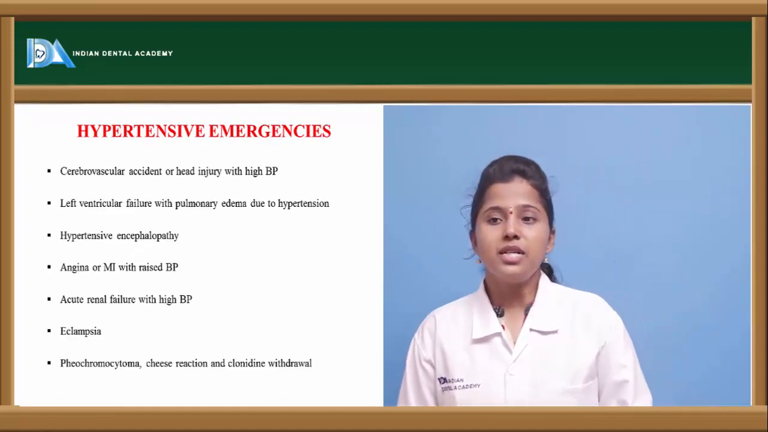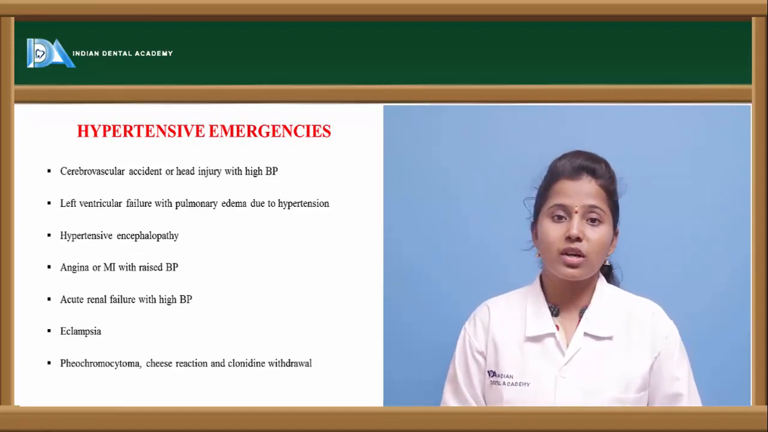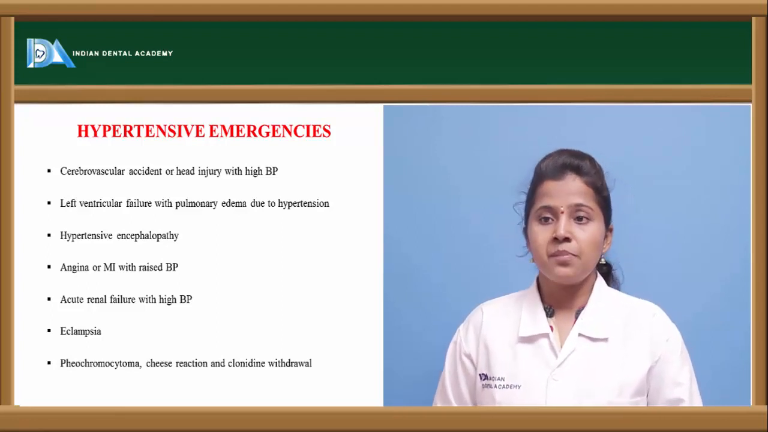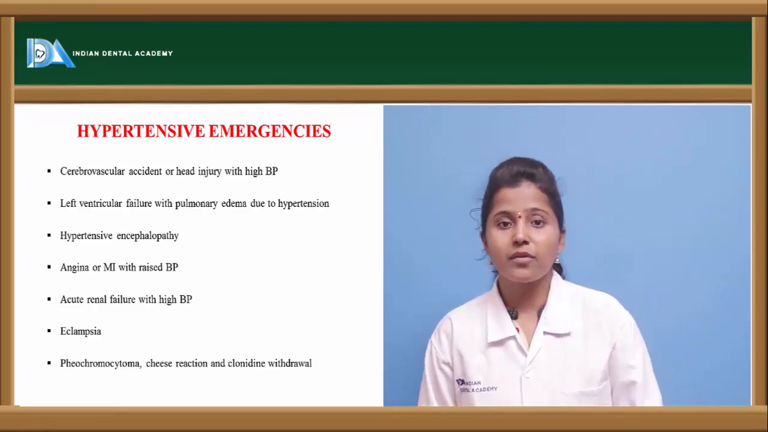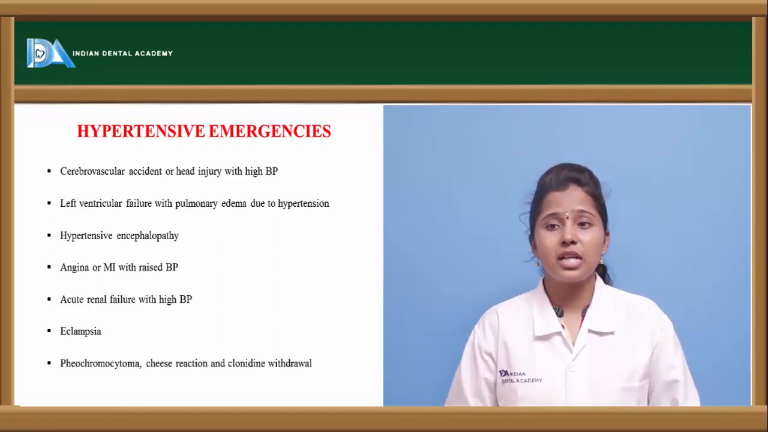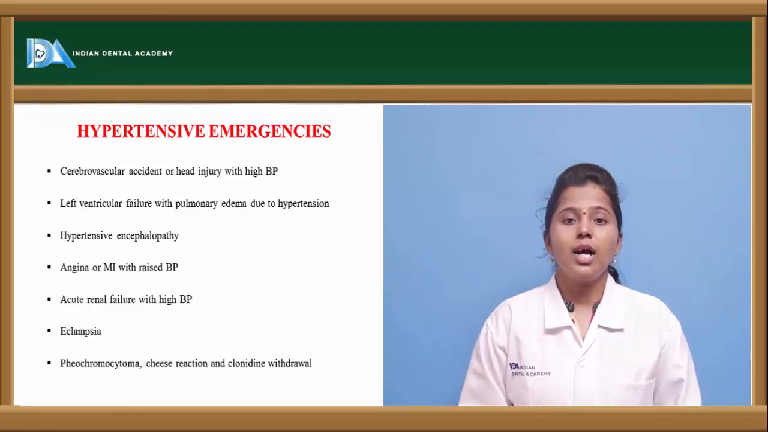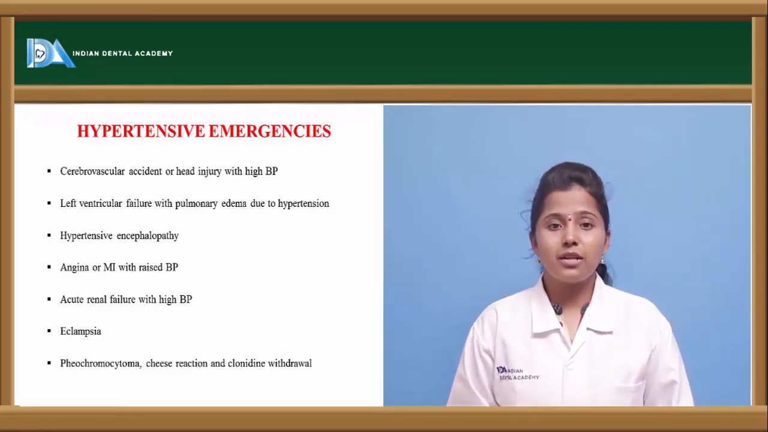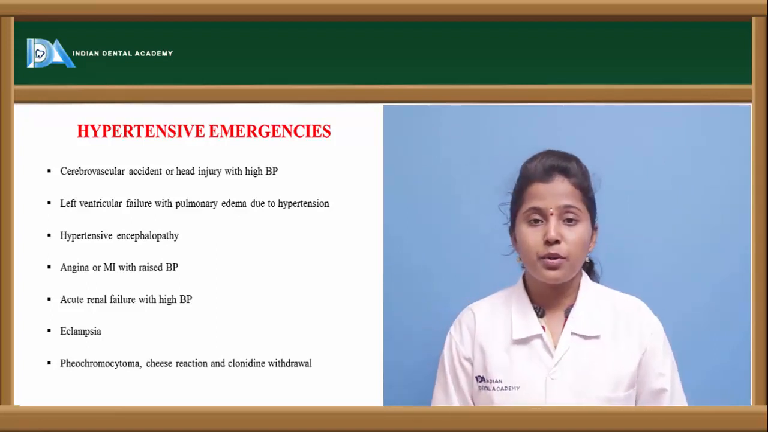Next, hypertensive emergencies. If a person is suffering from hypertension, what are the emergency conditions we can see? One is cerebrovascular accident or head injury with high blood pressure. If a person has severe blood pressure, that causes cerebrovascular accident or head injury. That is, the blood vessels of the brain will get ruptured and there will be hemorrhage, brain hemorrhage.